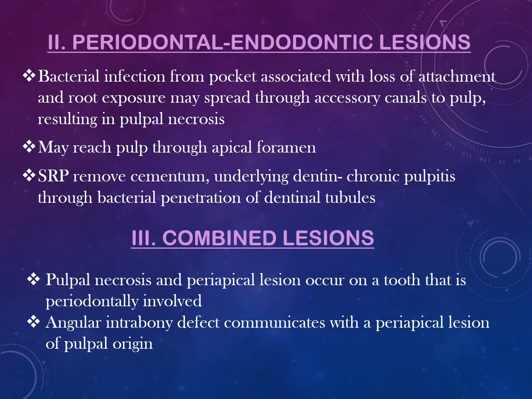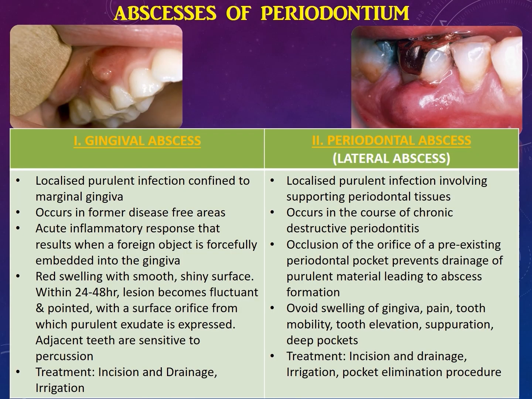Now moving on to the abscesses of the periodontium. It involves gingival abscess, periodontal abscess and pericoronal abscess. So what is the difference between gingival abscess and periodontal abscess? A gingival abscess is a localized purulent infection which is confined to the marginal gingiva, whereas a periodontal abscess is a purulent infection which involves the supporting periodontal tissues. Gingival abscess occurs in formerly disease-free areas. Periodontal abscess occurs in the course of chronic destructive periodontitis.